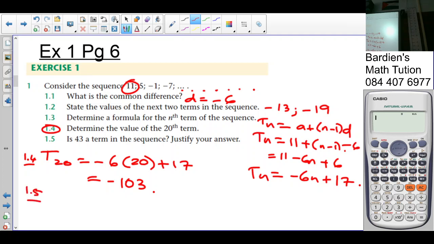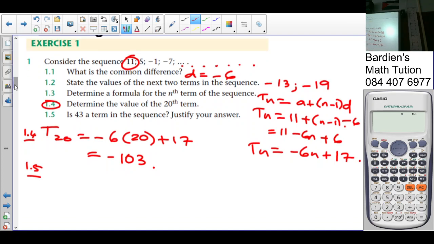1.5. Is 43 a term in the sequence? Justify your answer. And what we do is say the nth term has to be 43. So it's negative 6n plus 17 is equal to 43.